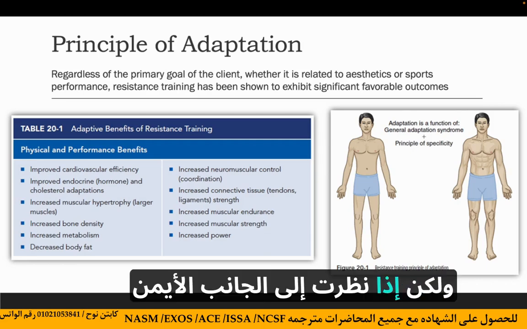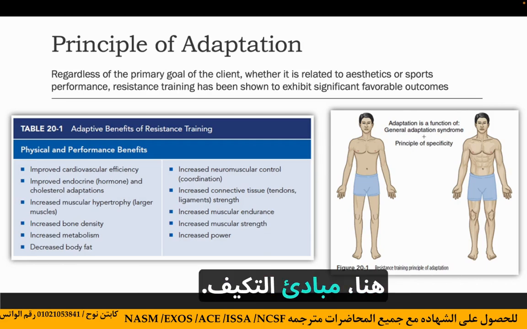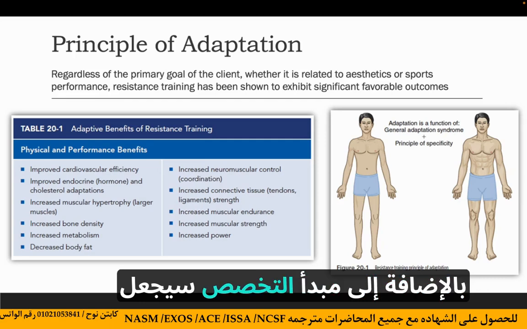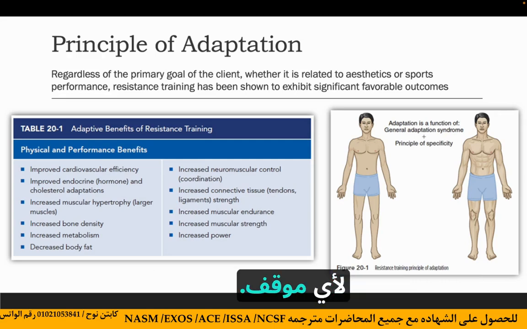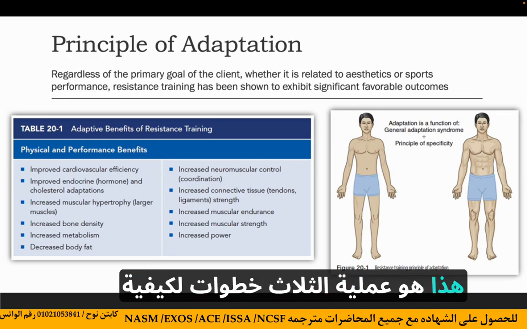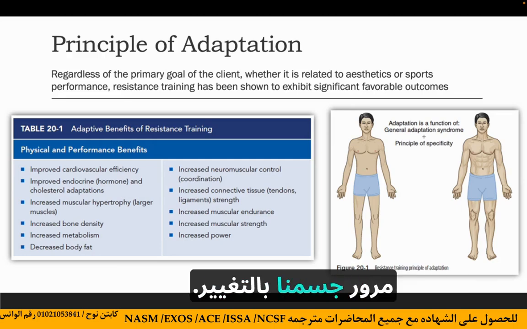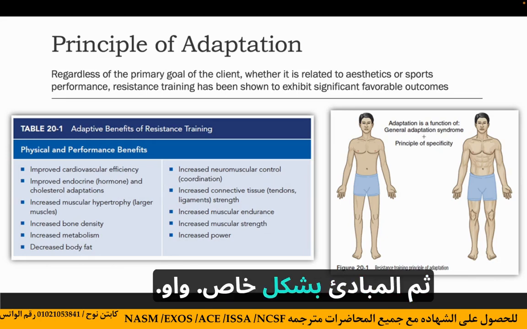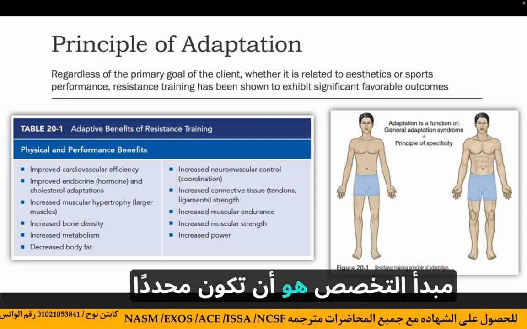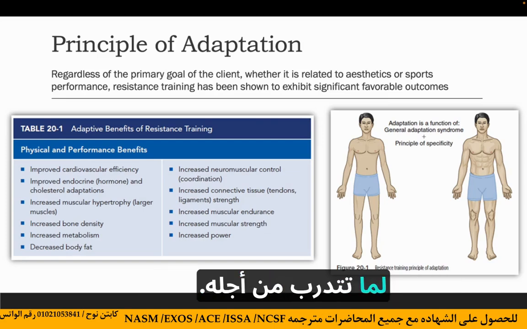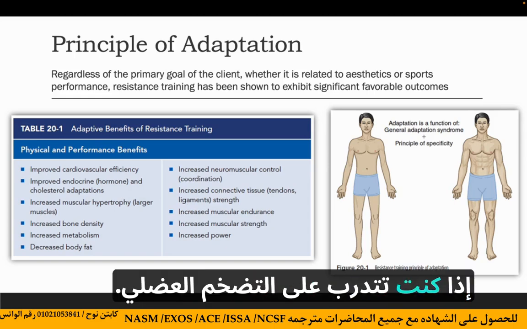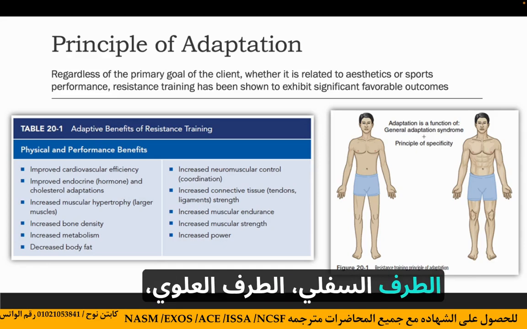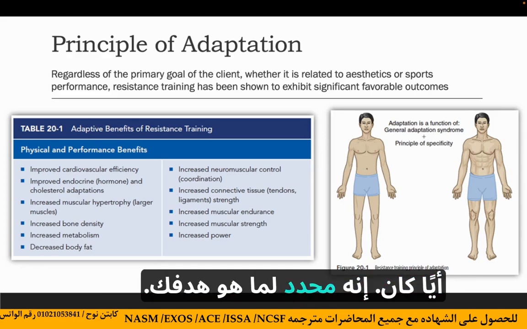All right, but if you look on the right-hand side here, the adaptation principles. So what we're going to say here is the general adaptation syndrome, or GAS, plus the principle of specificity will make it so that you can adapt to any situation. General adaptation syndrome, that's the three-step process of how our body goes through change. And then the principle of specificity is that of being specific to what you're training for. So if you're training for upper body strength, you're going to train in an upper body strength way. If you're training for hypertrophy, you're going to train for hypertrophy, lower limb, upper limb, whatever. It's specific to what your goal is.